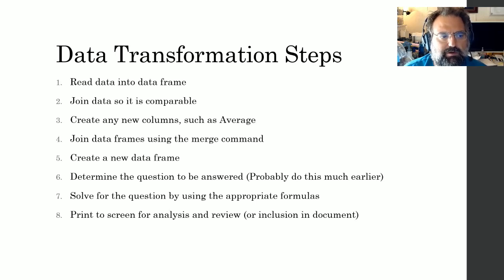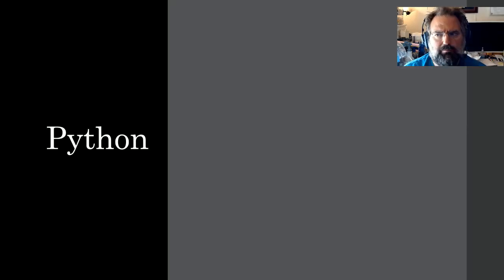So the basic idea is you read the data into a data frame, you join data so it is comparable, and then you create any new columns such as an average, and then you do some joining using the merge command, create a new data frame, determine if the question can be answered. You're probably doing that earlier whenever you're actually selecting the data to load. You're probably figuring out what data files have the data that you're looking for, and then solve the question by using the appropriate formula, and then you may want to produce some sort of output, be it either a graph or potentially just the data. Fairly common steps we go through.